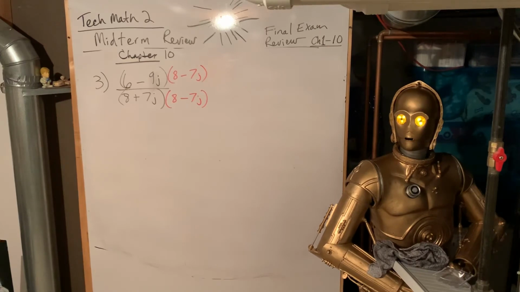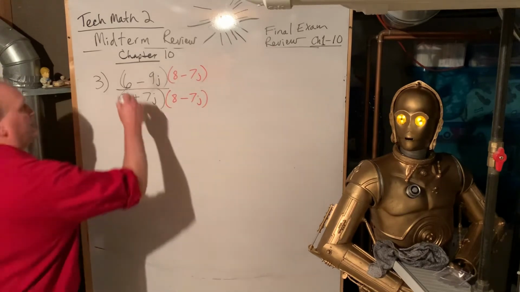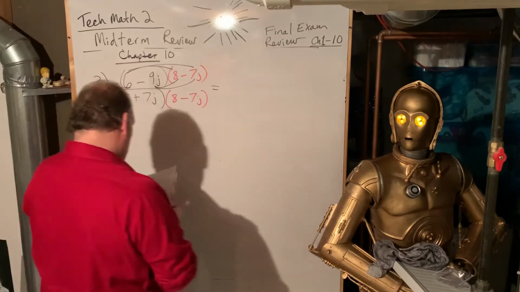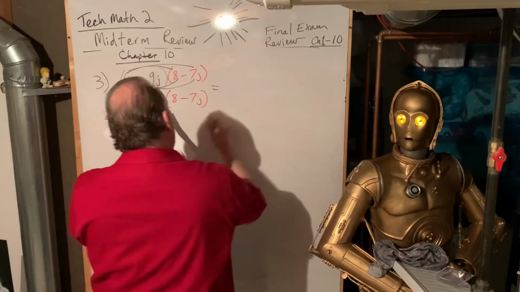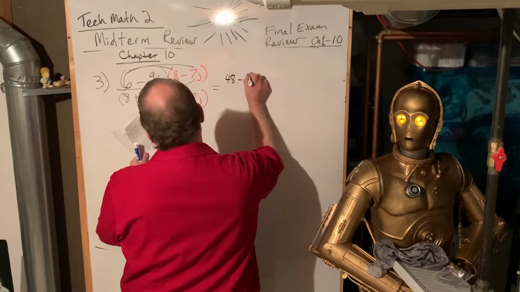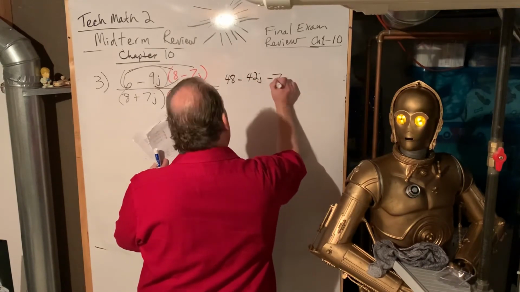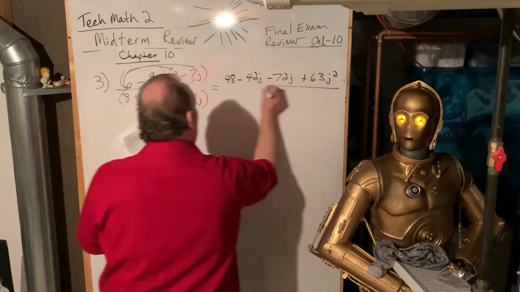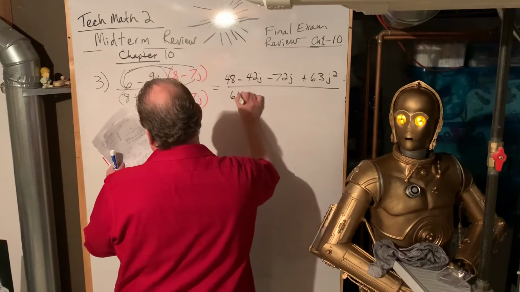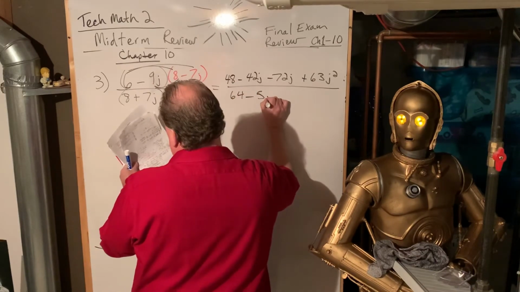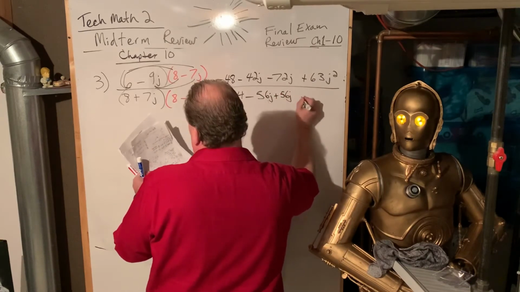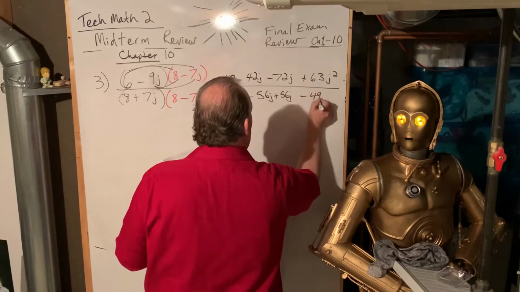And I can show you how to key it into the calculator after. I'm going to still do it this way. So let's do the distributive property twice. Blam, blam, blam, blam. So we got this going on top. 48 minus 42j minus 72j plus 63j squared over. And then on the bottom, we got 64 minus 56j plus 56j, and then minus 49j squared.